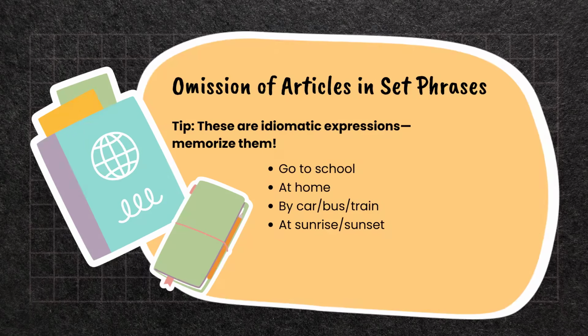English loves exceptions, and here are some exceptions. Common set phrases where we omit articles: we say go to school, at home, by car, at sunrise or sunset. These are idiomatic expressions, and it's best to learn them as they are. Why? Because inserting an article here would sound awkward and incorrect.